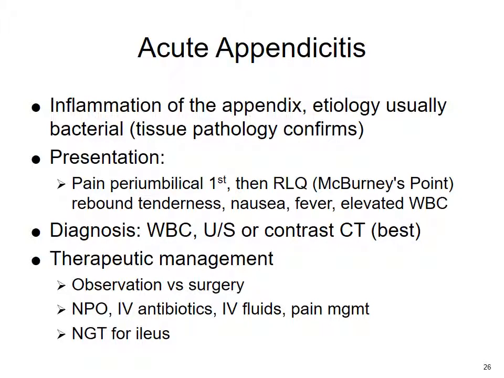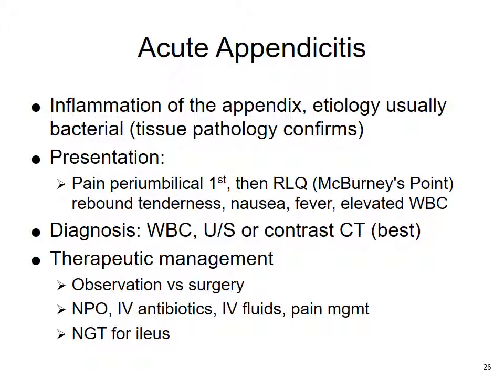Acute appendicitis. Acute appendicitis is an inflammation of the appendix, and the cause is usually bacterial. With acute appendicitis, the usual treatment is to go in surgically and remove the appendix and then send it for pathology testing, and usually the testing will confirm that it was a bacterial accumulation. Initially, the presentation is going to look like periumbilical pain, but then after a few days, the pain is going to migrate to the right lower quadrant, which is also known as McBurney's point, the point overlying the appendix.